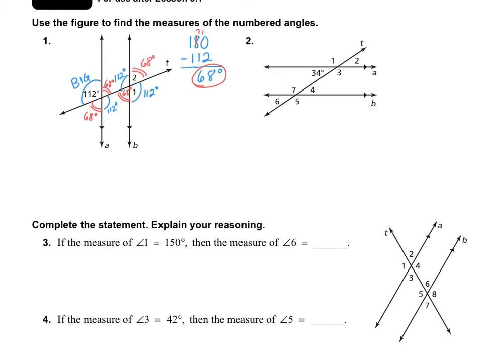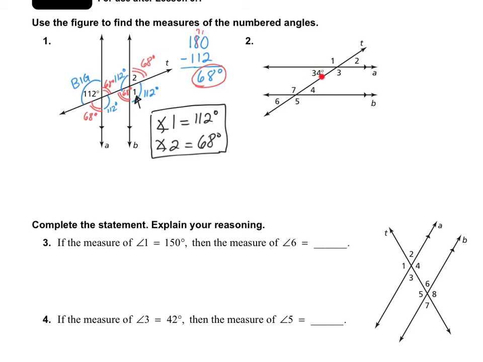Okay, so we have all of our angles here, so now we can write our answer. So angle 1, which is here, is 112, and then angle 2, which is here, is going to be 68. So that's my 2 answers for number 1. Okay, so let's take a look at number 2.